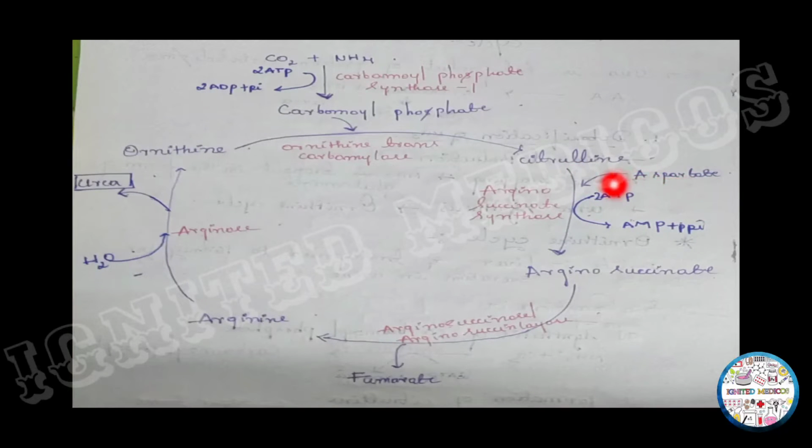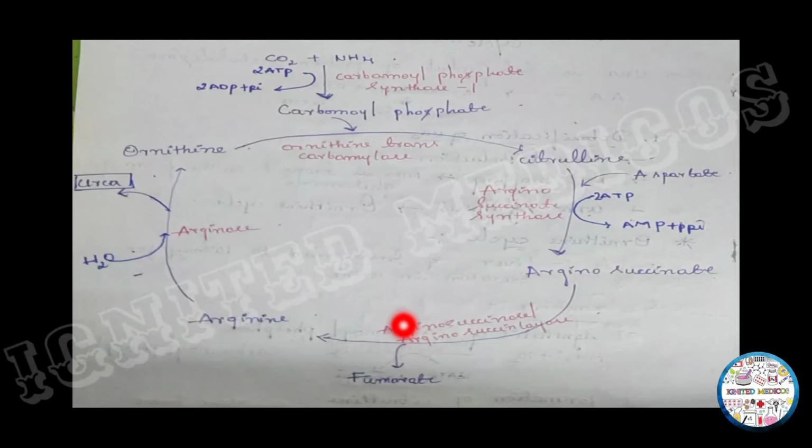Citrulline combines with aspartate, and in the presence of arginosuccinate synthase, it will form arginosuccinate by utilizing ATP. Further, this arginosuccinate converts into arginine and liberates fumarate. Now this arginine will undergo hydration in the presence of the arginase enzyme and release urea, and the urea cycle is completed by regenerating ornithine, which participates in the further urea cycle.